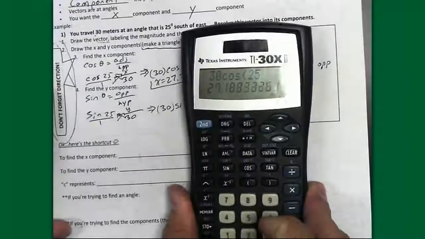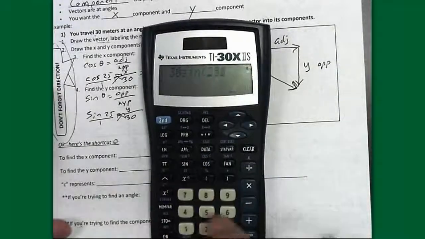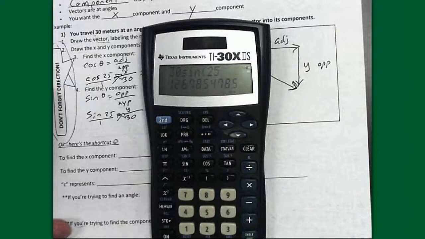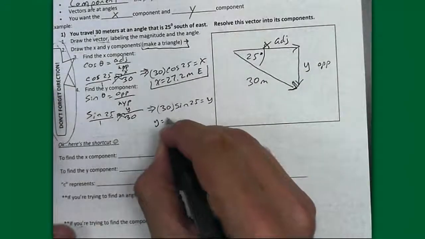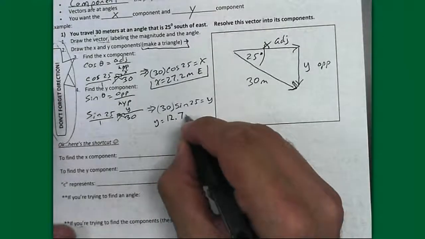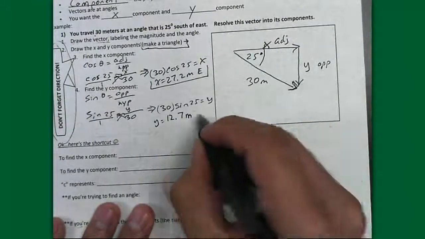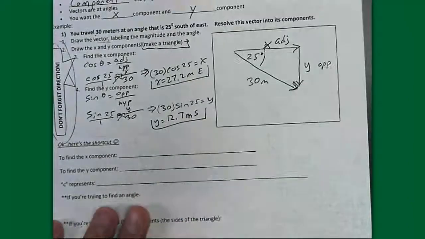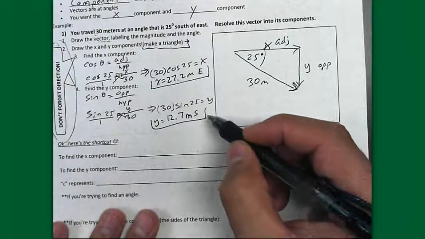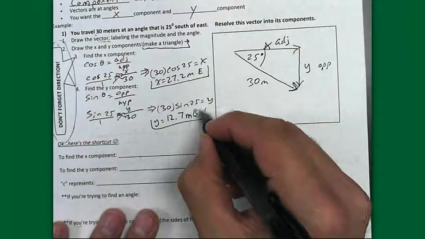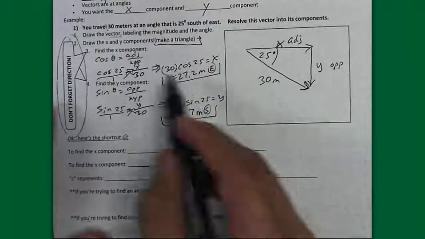Once again, I can enter that directly into my calculator. 30 sine 25, and there we go, 12.7. 12.7 is my y component. 12.7 meters is the units, and the direction is south. 27.2 meters east is the x component. 12.7 meters to the south. Those are my directions. Now, we did this the long way.